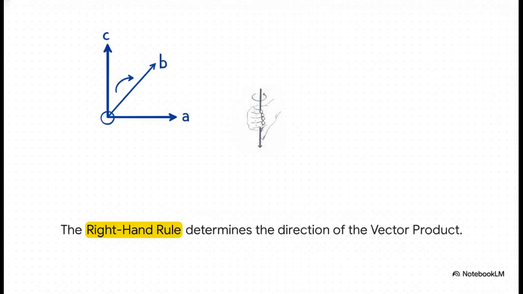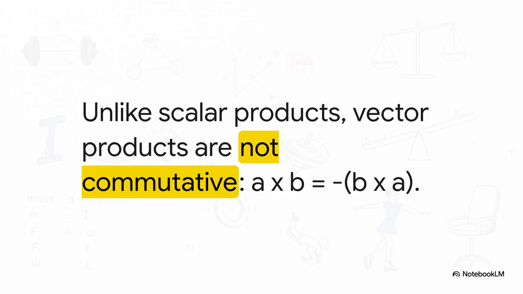So if you have vector A and vector B, you physically curl the fingers of your right hand from A toward B. Your thumb immediately points in the direction of your new vector C. This little hand trick is the absolute key to understanding the direction of rotational forces. Now listen up, because here is a massive exam trick you'll want to remember. Order matters immensely in cross products. Swapping the vectors completely reverses the direction of the result.